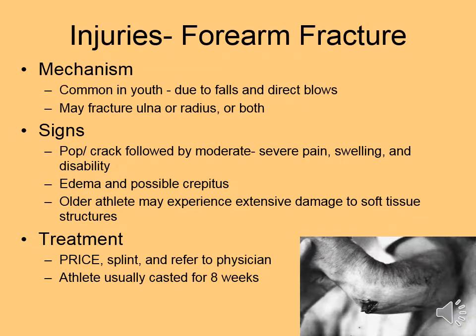An older athlete can experience more extensive damage to the soft tissue structures. As we age, our bones become more brittle, and when we have a fracture, the bone tends to become more sharp pieces, instead of bending like a younger child's bones do, and so those sharp pieces can cause more damage.